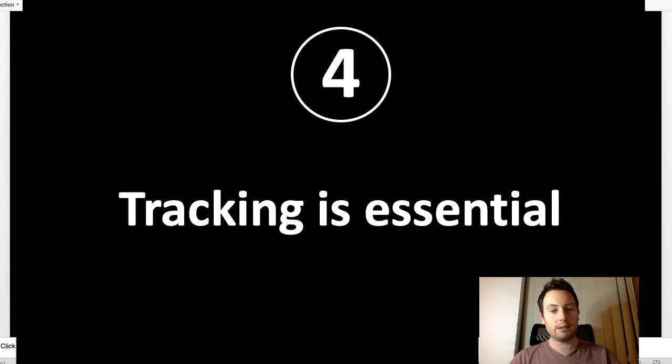Next point is if you're going to run native ads, you can't run without tracking. So tracking is essential. Don't get into this if you're not tracking.